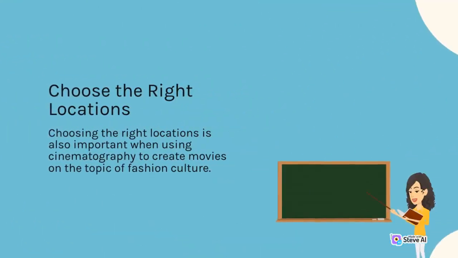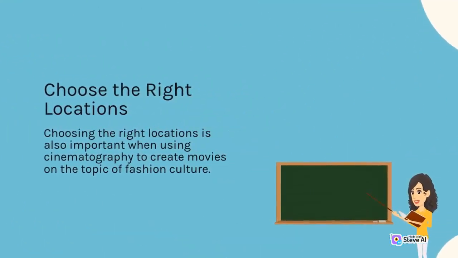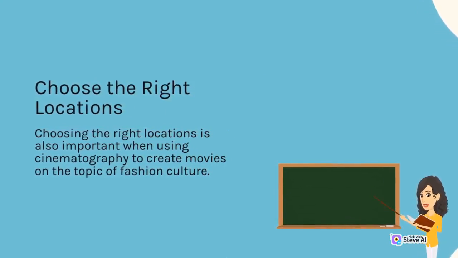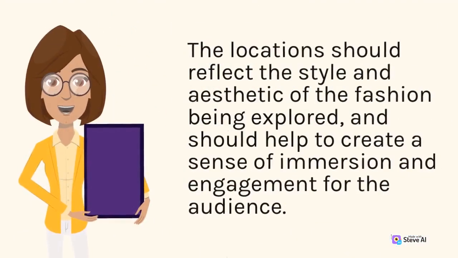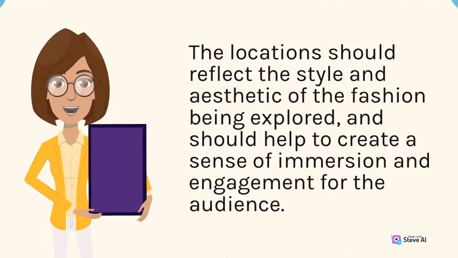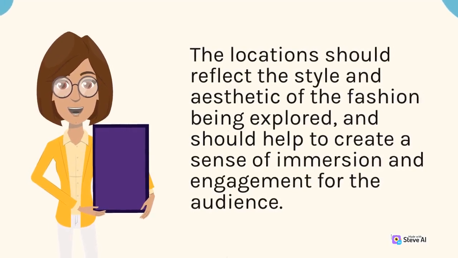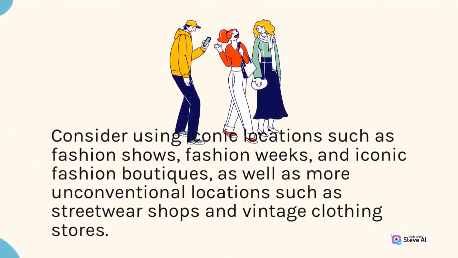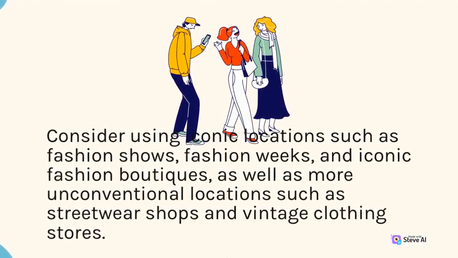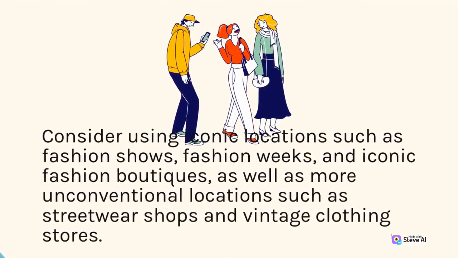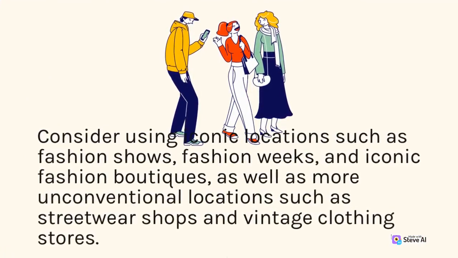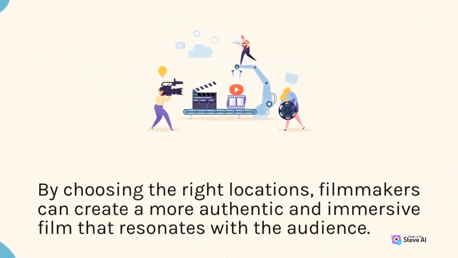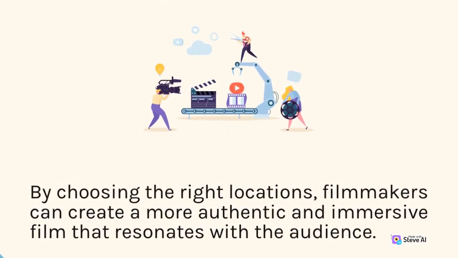Choose the right locations. Choosing the right locations is also important when using cinematography to create movies on the topic of fashion culture. The locations should reflect the style and aesthetic of the fashion being explored, and should help to create a sense of immersion and engagement for the audience. Consider using iconic locations such as fashion shows, fashion weeks, and iconic fashion boutiques, as well as more unconventional locations such as streetwear shops and vintage clothing stores. By choosing the right locations, filmmakers can create a more authentic and immersive film that resonates with the audience.